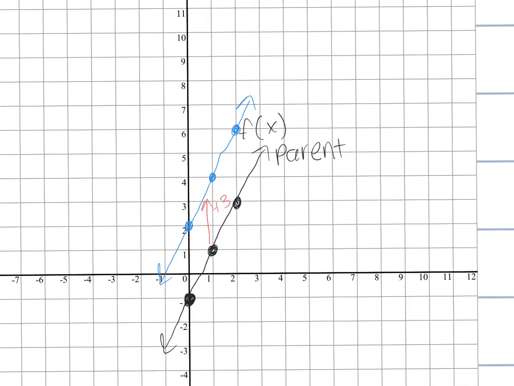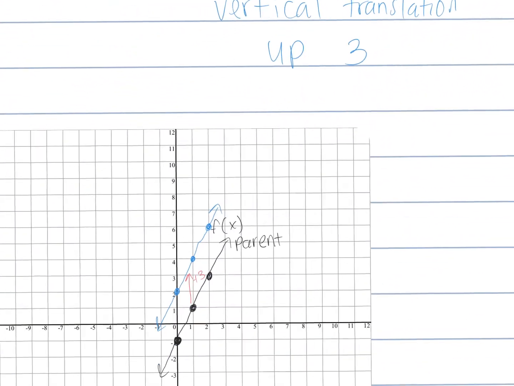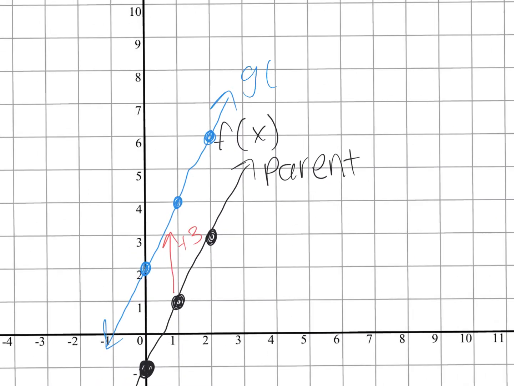Now, be careful here. We need to label our parent. And what do we label the blue graph? What was the name of our transformation? What was the function name? G of x, okay? So we need to label it G of x, okay?